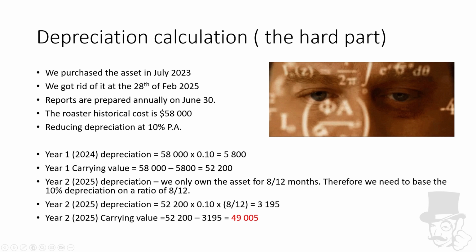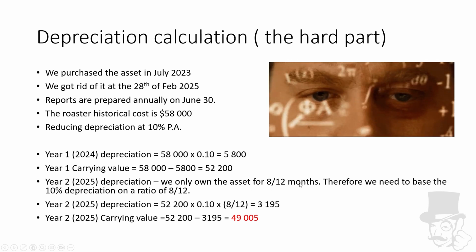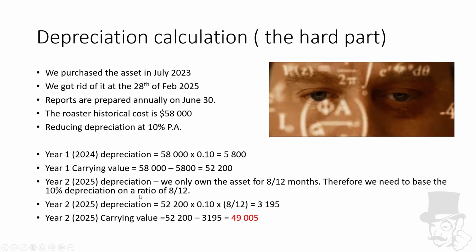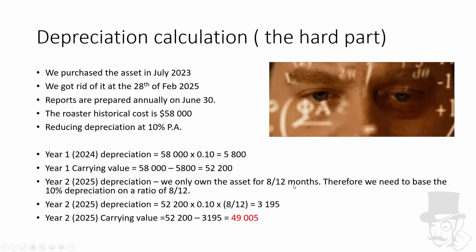So in the second year, depreciation, we know we owned the asset for 8 out of the 12 months. Therefore, we need to base the 10% depreciation on the ratio of 8 to 12. How do we know it's 8 months?